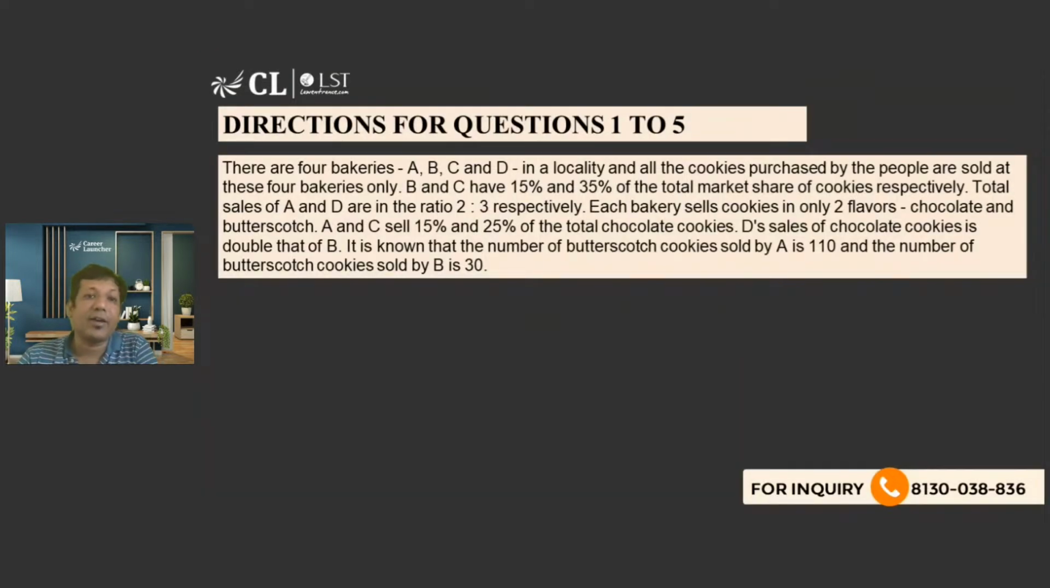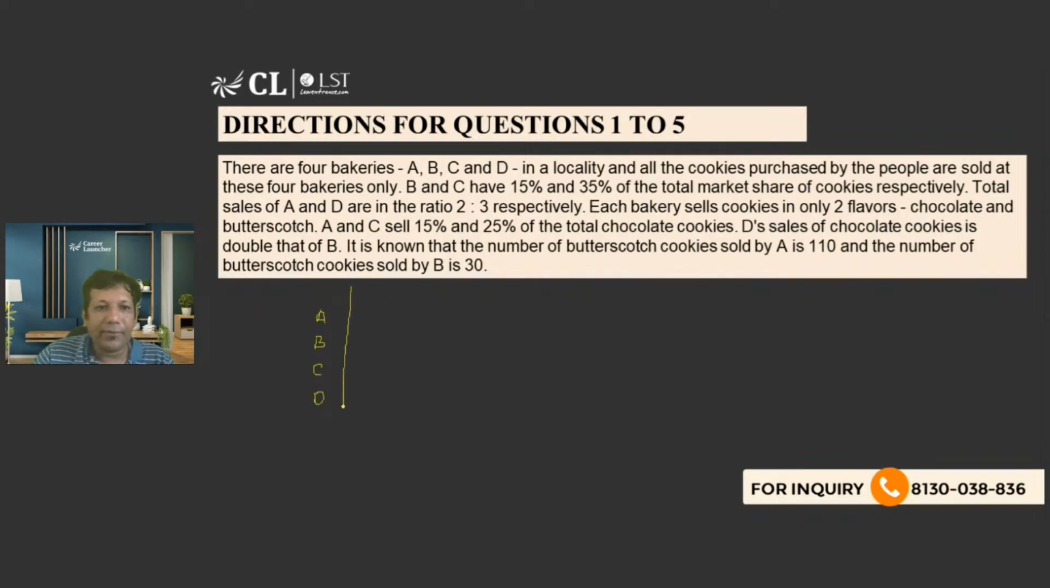What does it say? There are 4 bakeries A, B, C and D in a locality, and all the cookies purchased by the people are sold at these 4 bakeries. B and C have 15% and 35% of total market share. Let's understand the approach that we are going to take to solve these kinds of questions. So basically we have 4 bakeries, A, B, C and D.